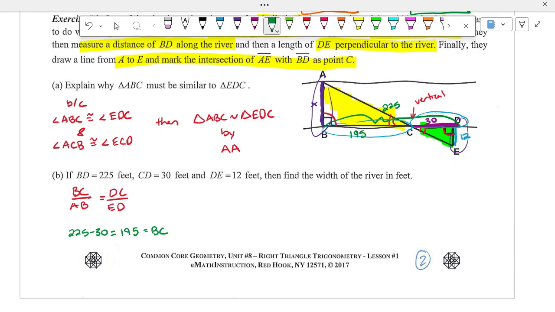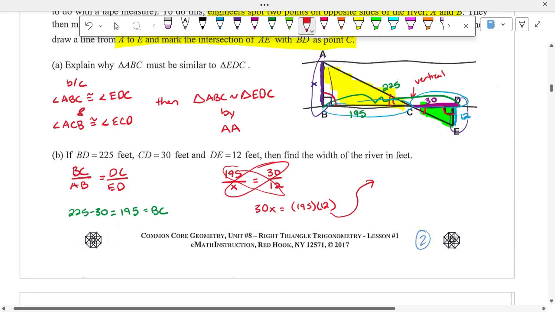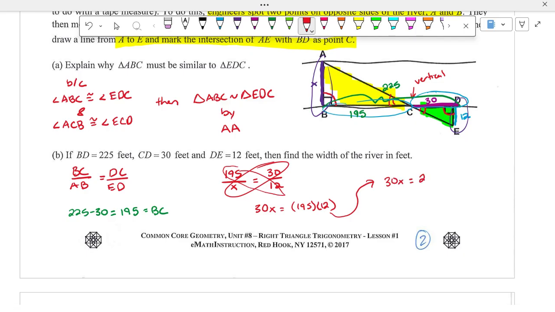Now we can set up our proportion because I got everything. So I have 195 over x is equal to 30 over 12. So let's do some cross multiplying. So I have 30x is equal to 195 times 12. What's 195 times 12? That's what you said? Okay. That the right number? Okay.